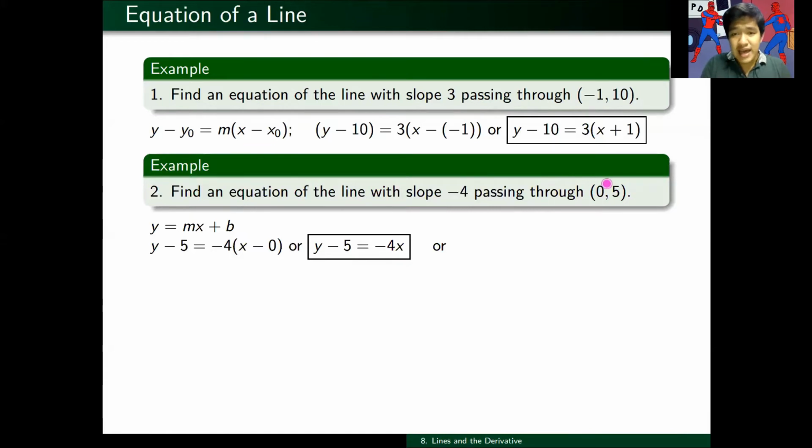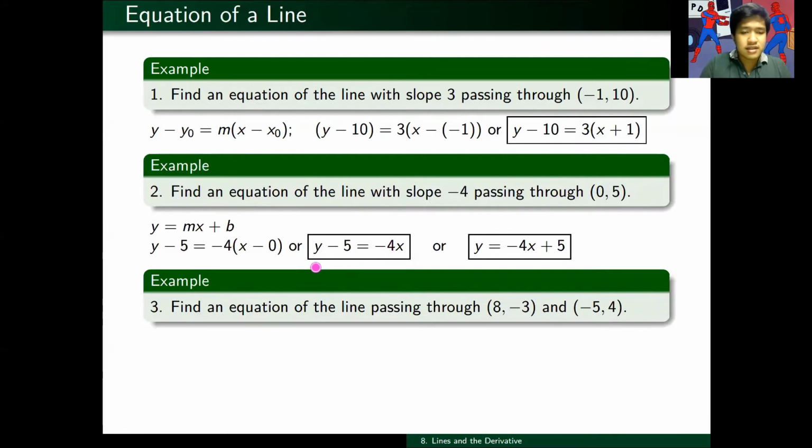So I could use that to use the slope-intercept form. I have y equals negative 4x plus 5. And these are actually the same line. Pag nilipat mo si 5 dun sa kabila, you'll get this one. And then, let's have this one.